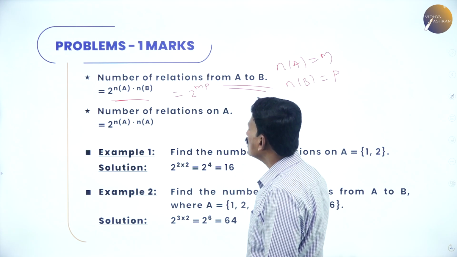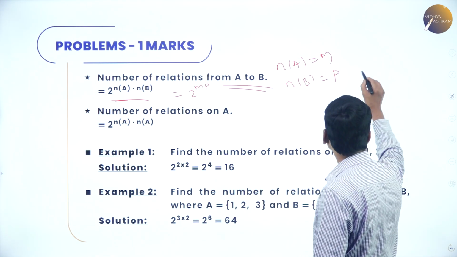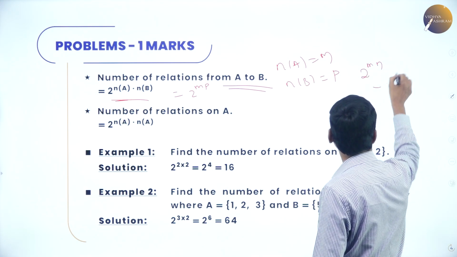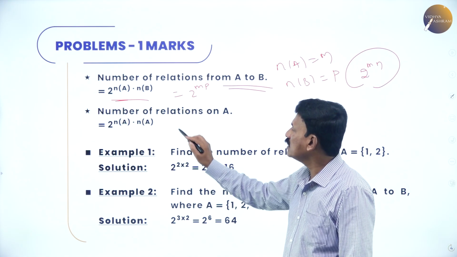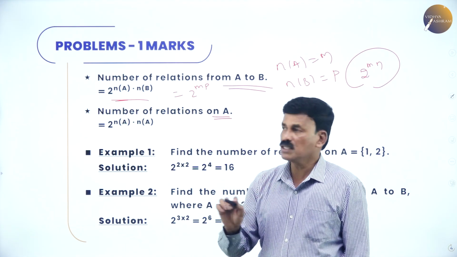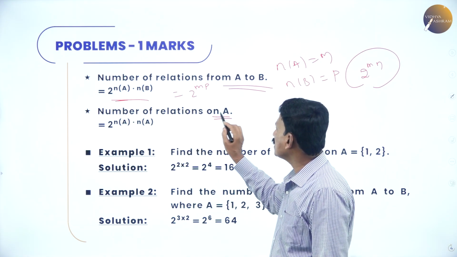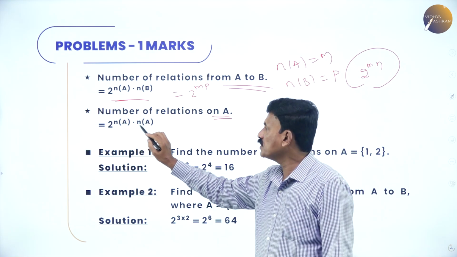So if M and N are the number of elements in A and B, then we can also write 2 to the power of MN as the number of relations from A to B. Similarly, the number of relations on a set A itself. Suppose there is only one set, the number of relations from A to A is 2 to the power of N of A into N of A.